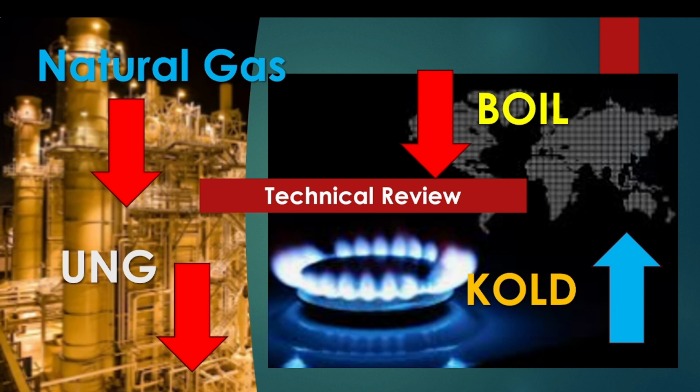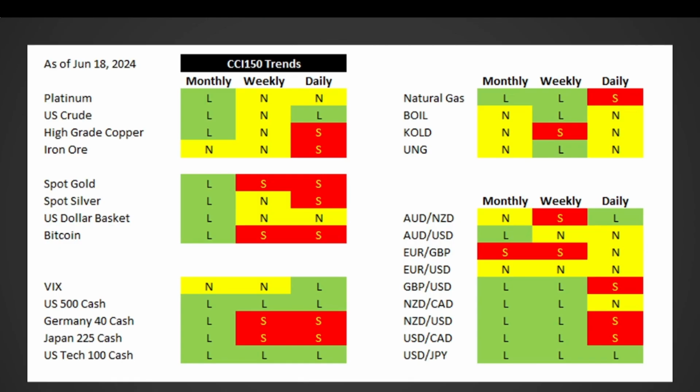Here we've got natural gas, oil and UNG dropping since our last update, and KOLD has risen slightly. First, going to the heat map, you can see there at the top right, we've got natural gas still predominantly bullish on the monthly and weekly, although bearish on the daily.